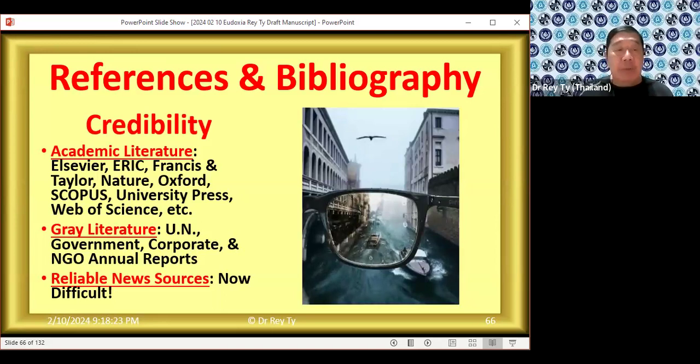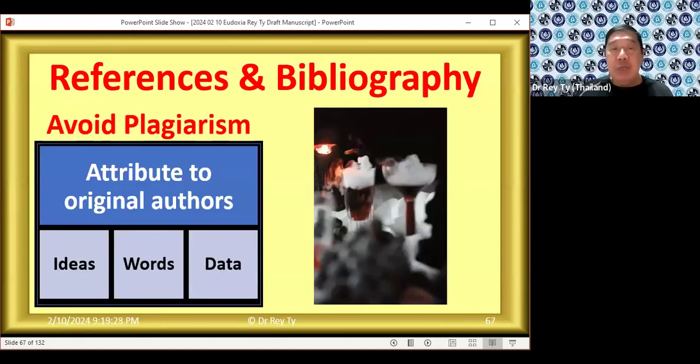And also reliable news sources. The problem with news sources nowadays is most are not reliable. So unfortunately, there's a lot of fake news and misinformation even from mainstream media. Okay, so be careful when you use news sources and avoid plagiarism.